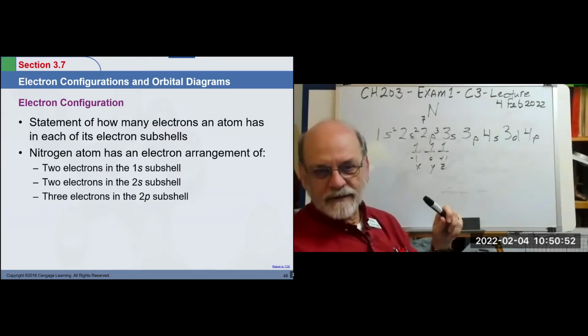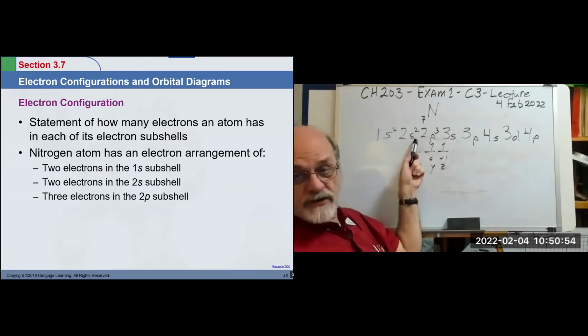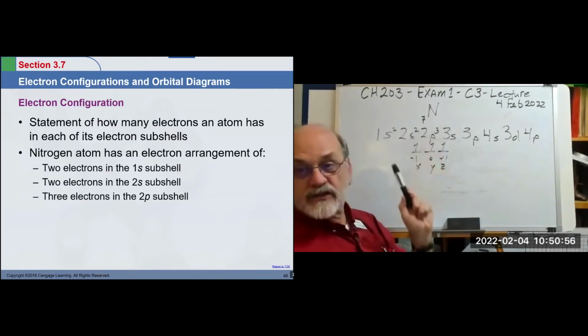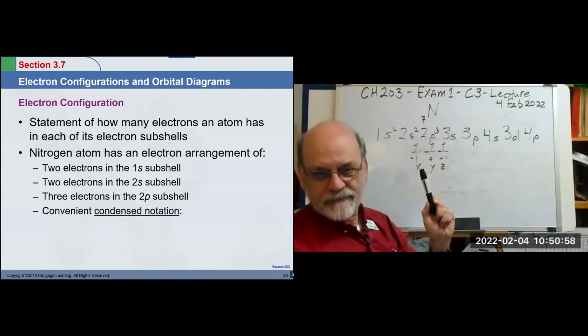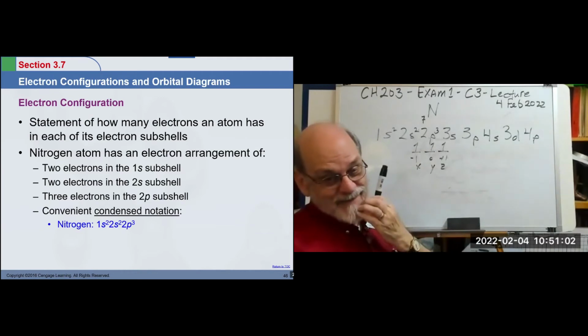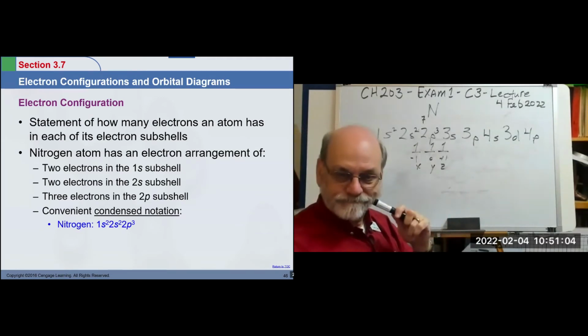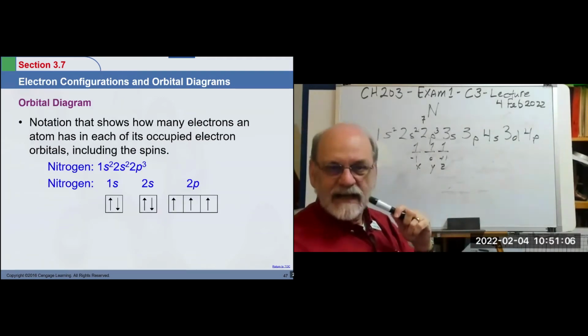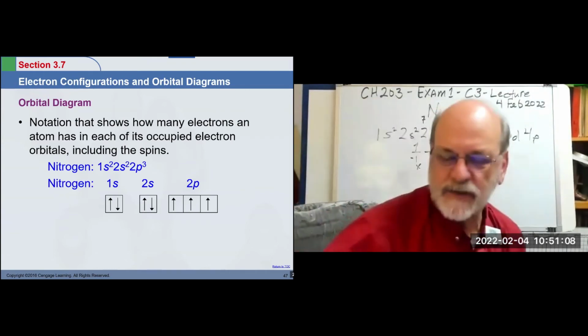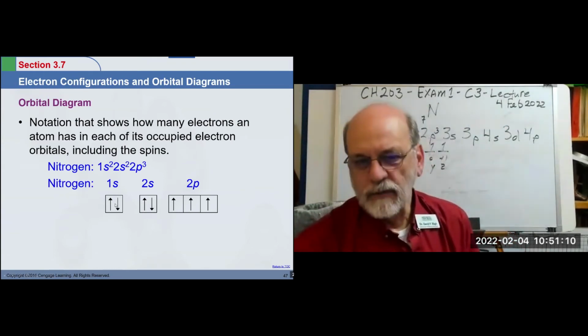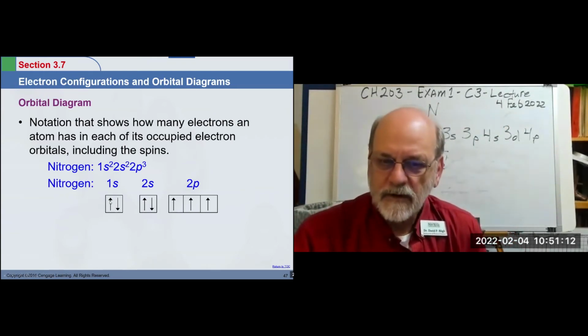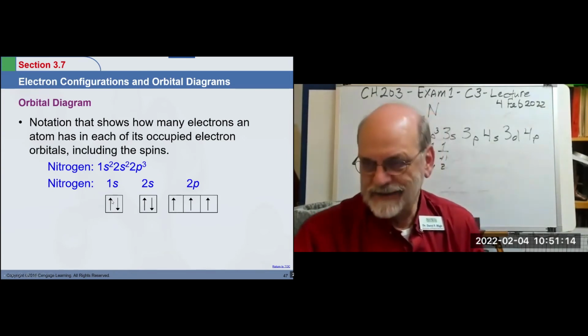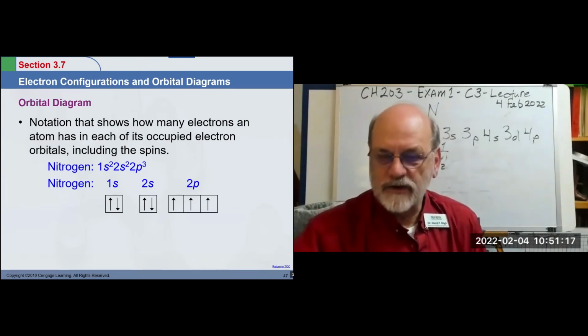There we go. 2 in the 1s, 2 in the 2s, and 3 in the 2p. And this is the condensed notation for nitrogen. Now, most textbooks like this double barbed arrow with boxes. That takes too much time.